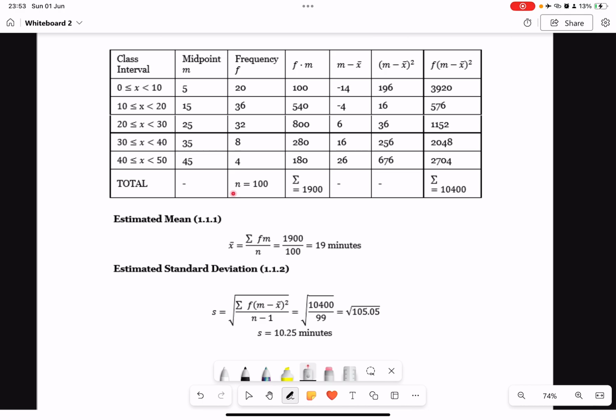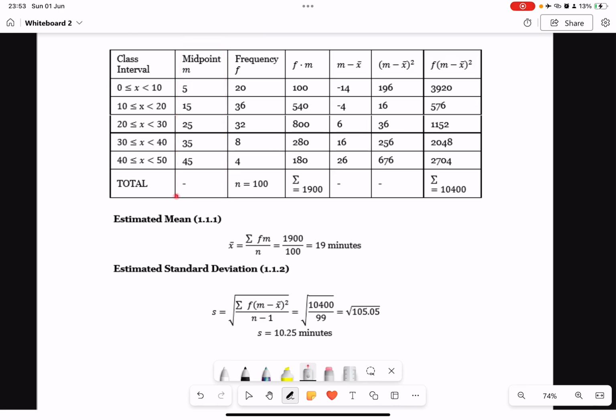And for the estimated mean, we need to get the midpoints first. So this column here, we must get it on our own, and this is how we're going to get it. We're going to say 0 plus 10, which gives you 10, and then you divide that by 2, which will give you 5. You do the same. 10 plus 20, that's 30. 30 divided by 2 is 15. 20 plus 30 gives you 50. 50 divided by 2 is 25. So you always add those two numbers and divide by 2. That should give you the entire midpoint column.